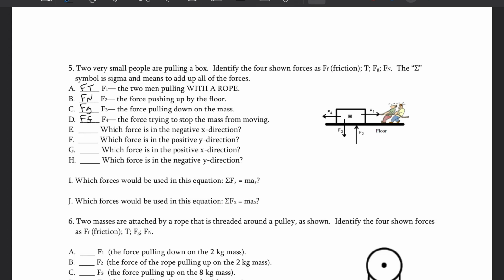Negative in the x direction, friction. Positive in the y direction, normal. Positive in the x direction, tension, because to the right and up are positive. And then negative in the y, gravity.